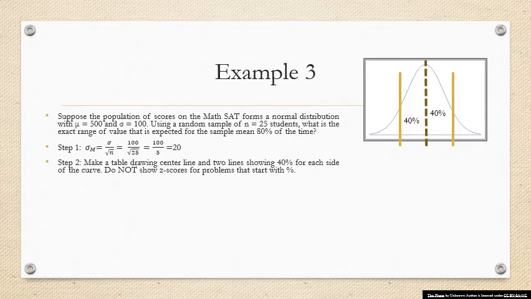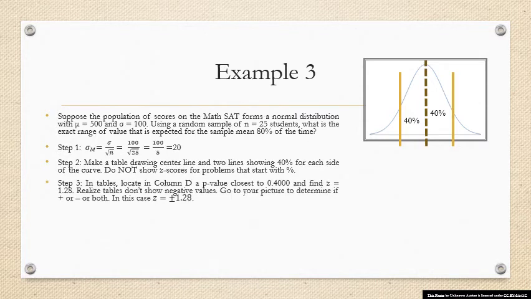You can actually go ahead and draw your table, but remember this time you can't put values in. You do not show z-scores for problems that only start with percentages. So what we can do is the middle 80% of the time, we can split it into two different parts. So you're going to draw a line down the center, and 40% is going to be on the left and 40% is going to be on the right. And then you have to also keep in mind that the p-value for 40% is p equals 0.4000.